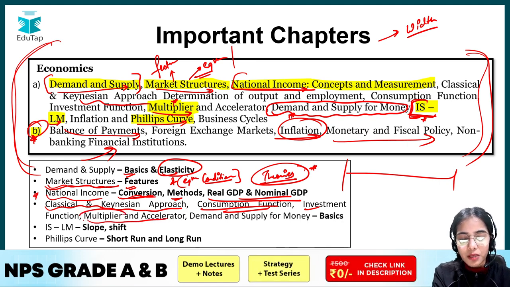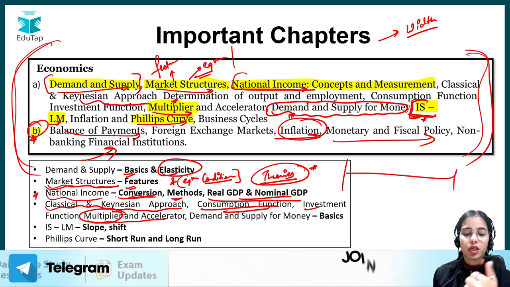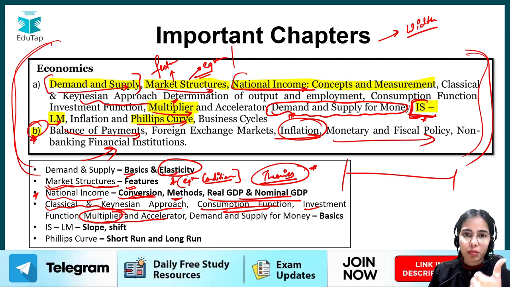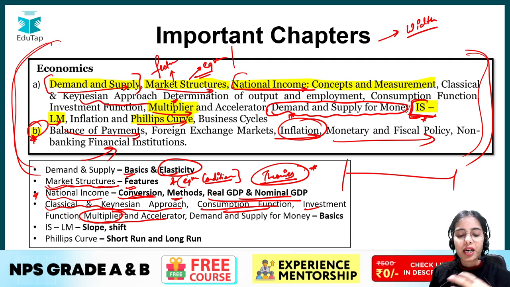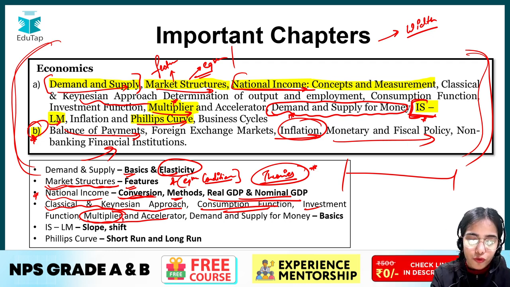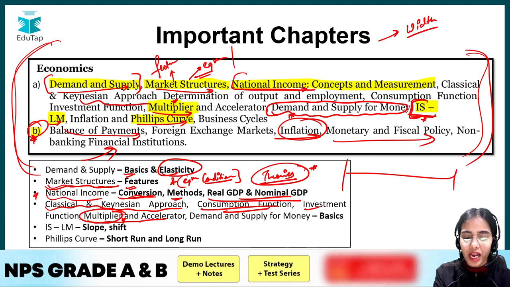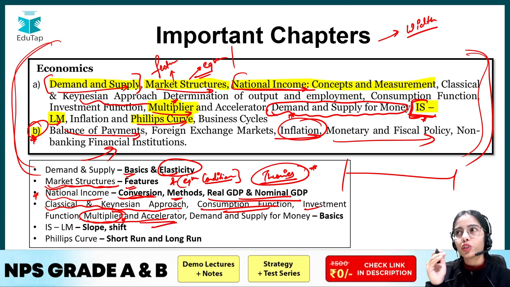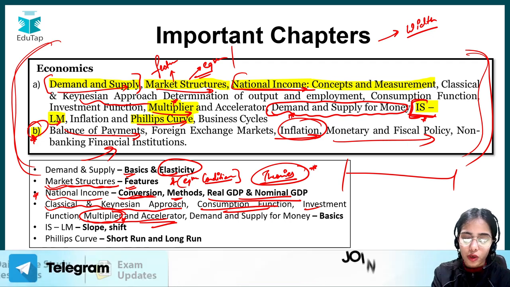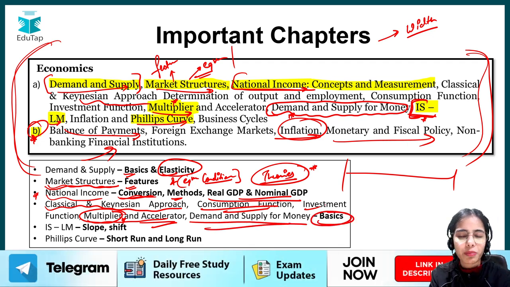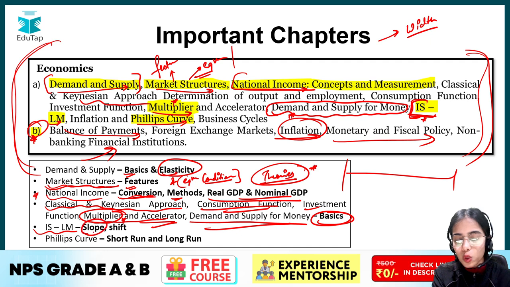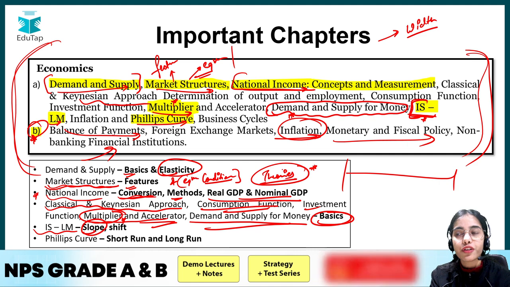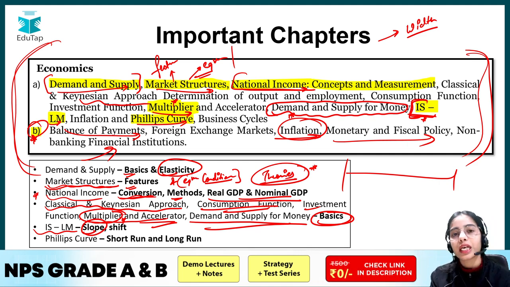Multiplier and accelerator. In the multiplier, try to cover the formulas: the investment multiplier, or the government expenditure multiplier, foreign trade multiplier, tax multiplier. So focus on the formulas in multiplier. Have the basic idea of accelerator and do focus on the assumptions of accelerator also. Demand and supply for money. So just the basics. Try to do the basics in these chapters. Then ISLM model: the slope, the steepness or the flatness of IS curve or LM curve, the shift in IS curve, rightward or leftward shift, the shift in LM curve.